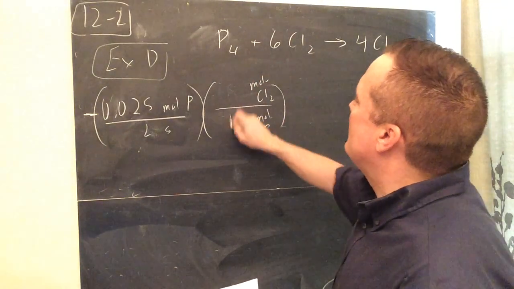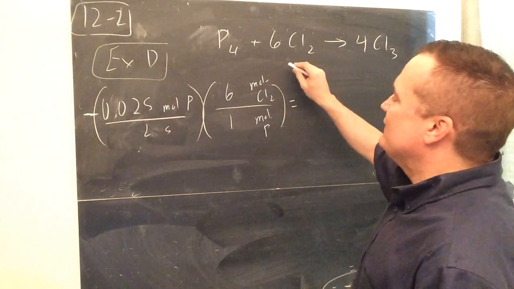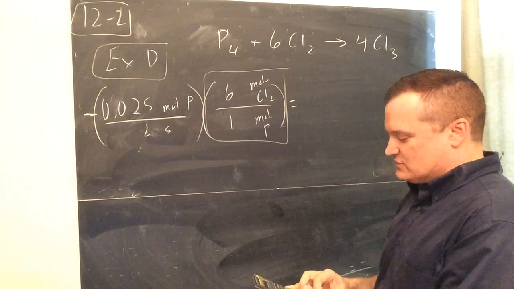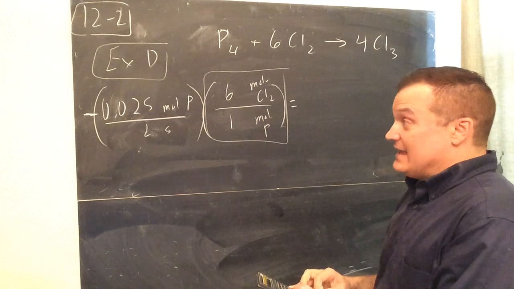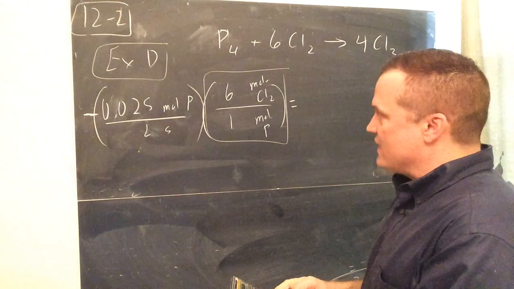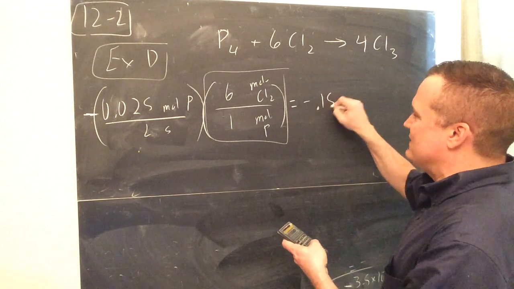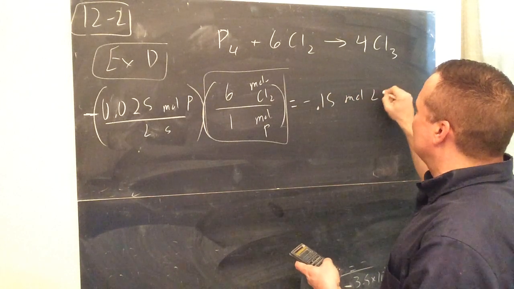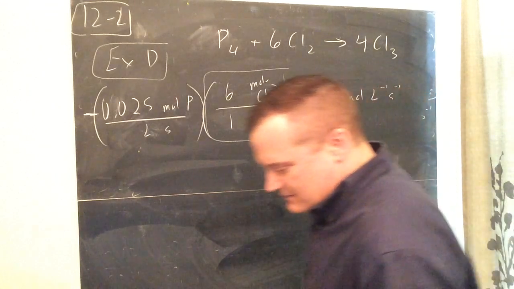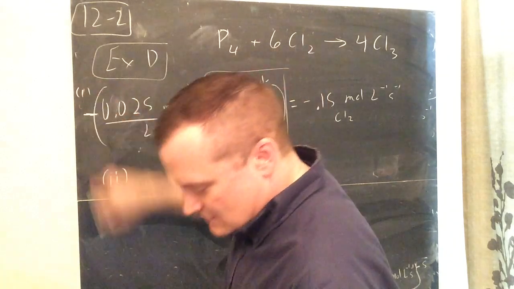So the mole ratio is 1 to 6, so 6 times that would give a number. They didn't ask you to calculate it. The question just wants you to say that. It will be decreasing 6 times faster than the phosphorus. So if you really want to calculate it, it would be negative 0.15 mole per liter per second for Cl2.